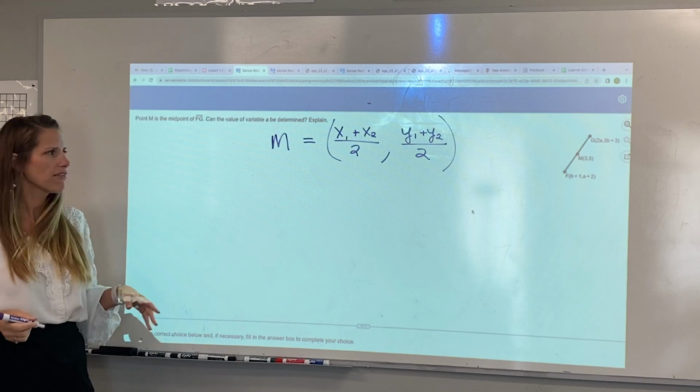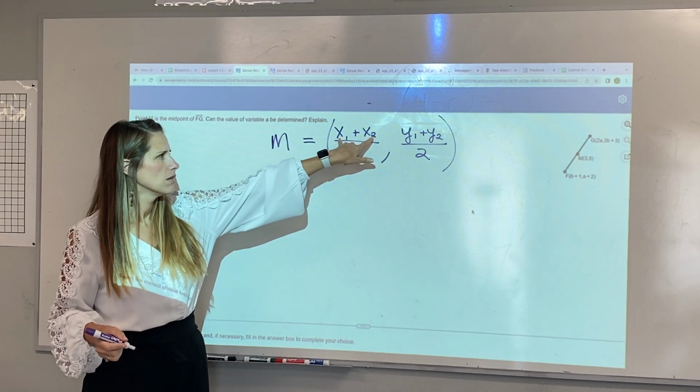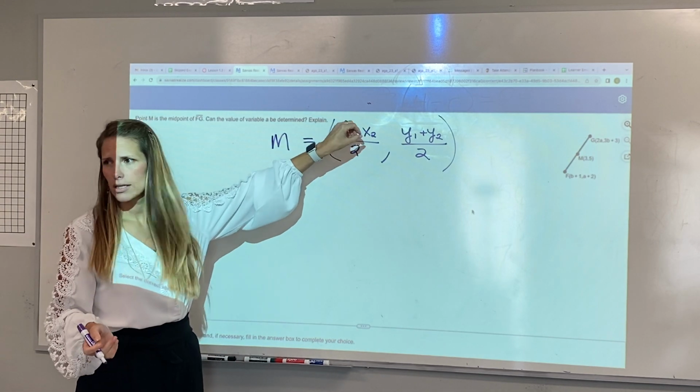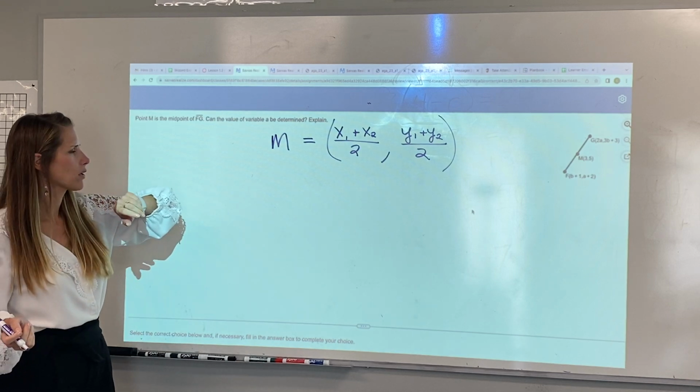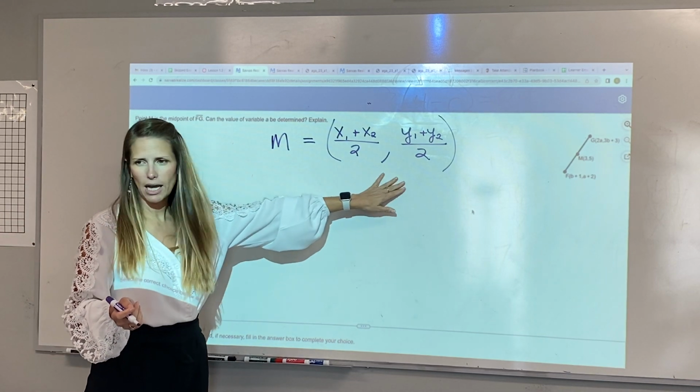Okay, when we find the average, we add the two extremes. Wait, what question is it? Number 3. Oh, okay. So the midpoint looks kind of scary like this.